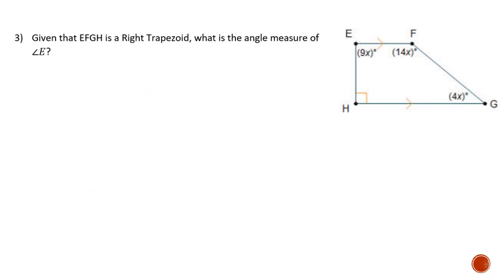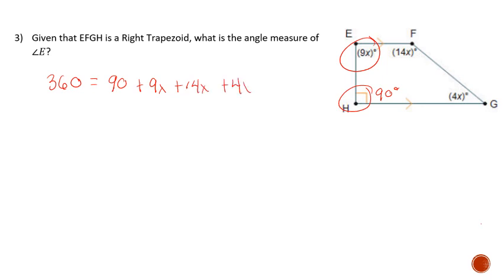So in this next figure, we know that EFGH is a right trapezoid. We want to find the angle measure of E. In order to figure out that angle measure, we have to find out what x is. We know that this angle, because it is a right trapezoid, is going to measure 90 degrees. Because a trapezoid is also a quadrilateral, we know that the total measure of all 4 angles will be 360. So now 360 will equal that 90 degrees plus 9x plus 14x plus 4x.